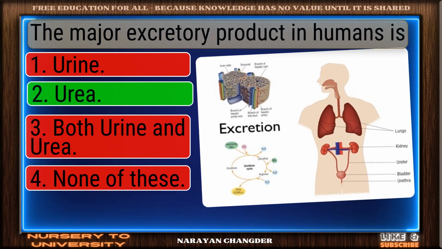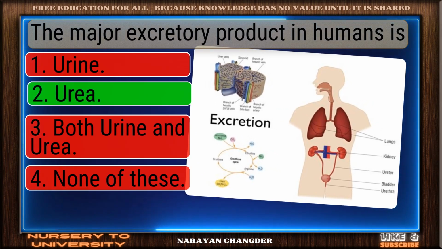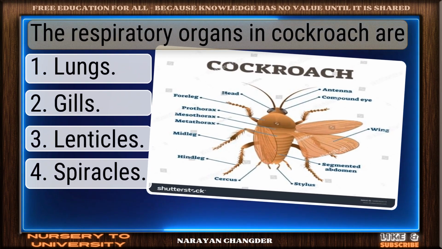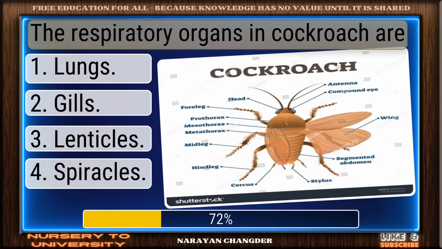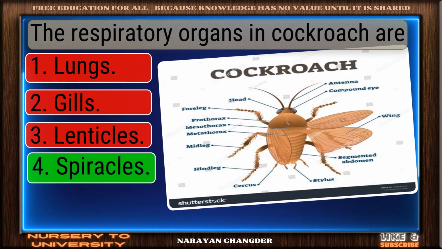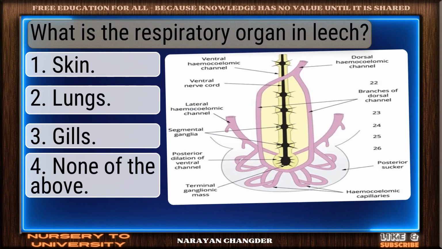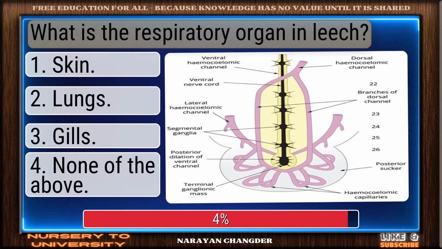You got it. Your choice, urea, is right. Question number 127. The respiratory organs in cockroach are? Great job. Spiracles is the accurate answer. Question number 128. What is the respiratory organ in leech?